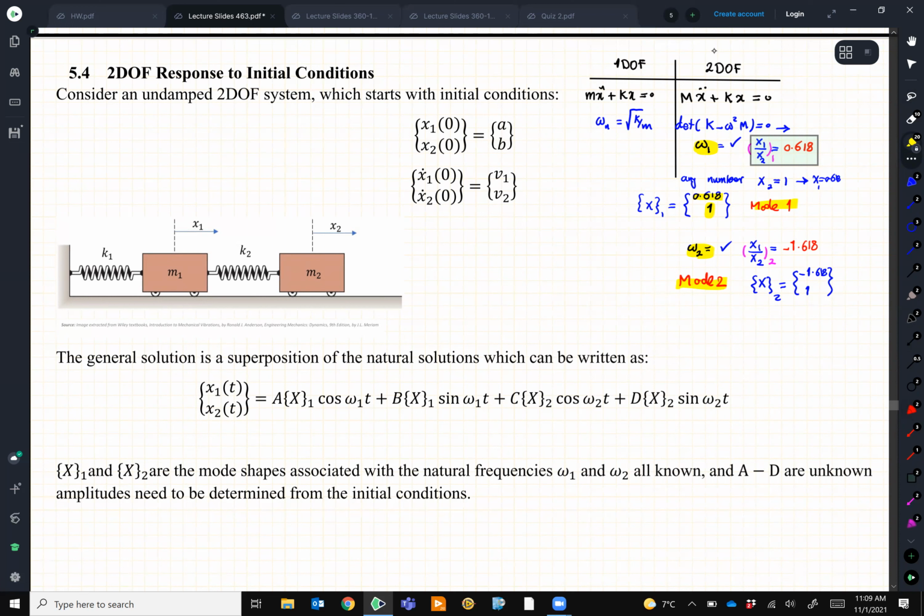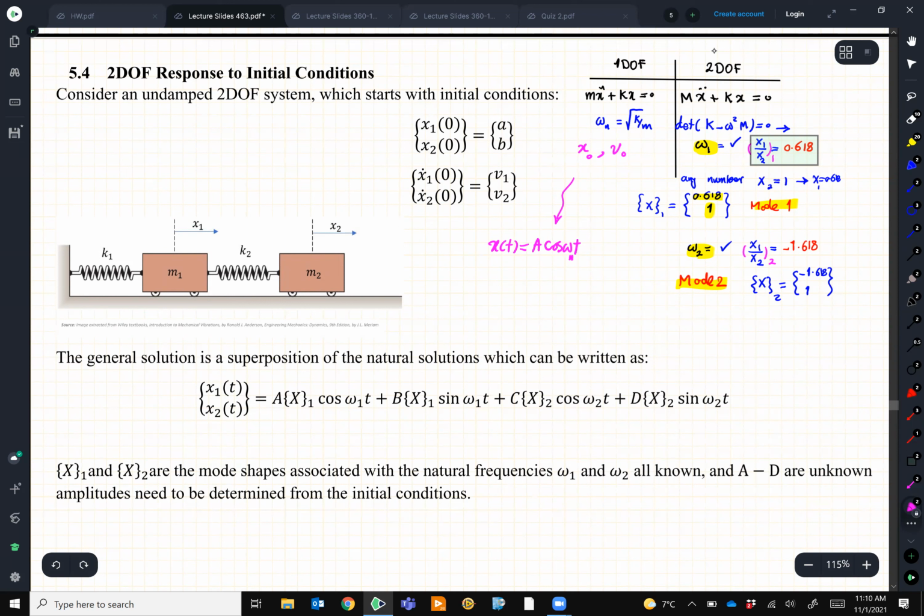So let's go back to the idea of solving the equation. When we want to solve the equation, we need to have some initial conditions. Like in a single degree of freedom system, we had x0 and v0, right? And what we did, simply we said my response x(t) is a constant A cosine omega n t plus B sine omega n t, and we managed to find A and B. We have 1 natural frequency, and we say the motion is sine and cosine of that natural frequency.